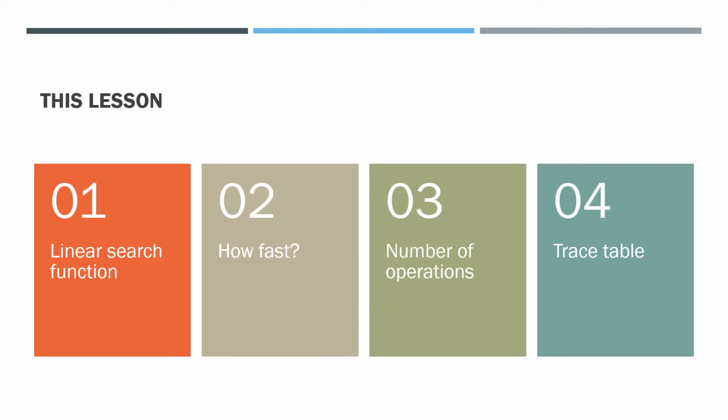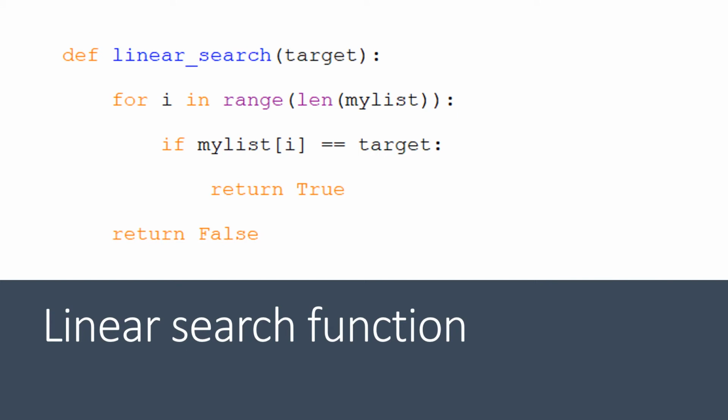So we'll look at how to turn the linear search code that we developed last lesson into a linear search function. We'll talk about how fast the linear search function is, the number of operations it takes for the computer to carry out a linear search, and we'll learn how to use trace tables to trace the progress of a linear search. In the last lesson we wrote the code for the linear search and I left you with the task of turning that into a linear search function.